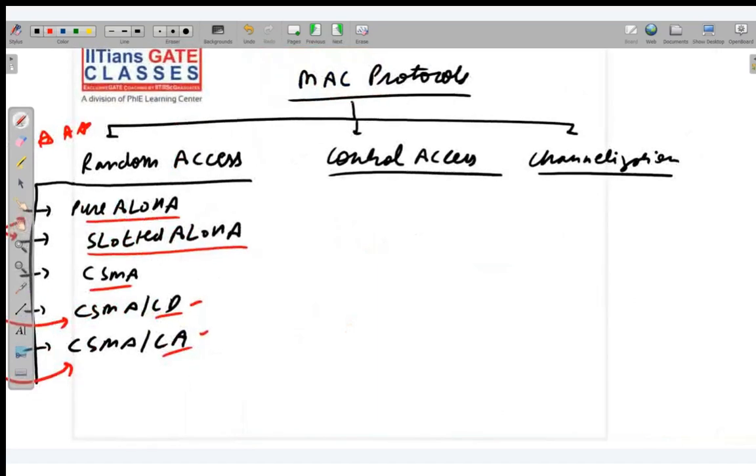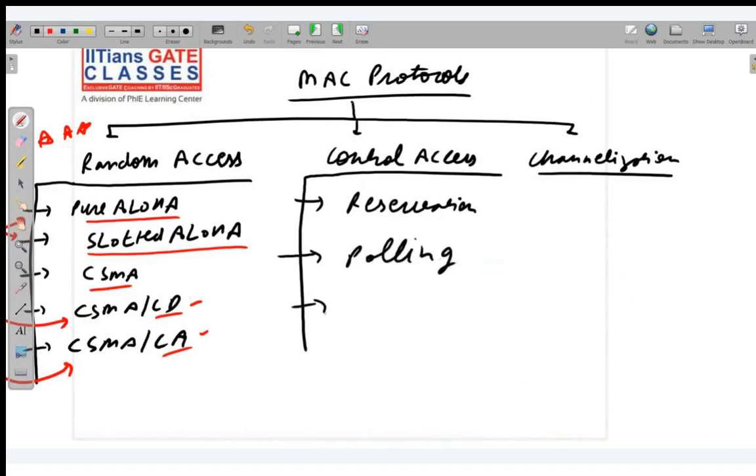For controlled access, you should know the names only because they are not in your GATE syllabus. Reservation, polling, and token passing. Earlier, token passing, token ring LAN we had to study. Token ring was a very important topic till 2020. After that, token passing has been removed. So no need to worry.